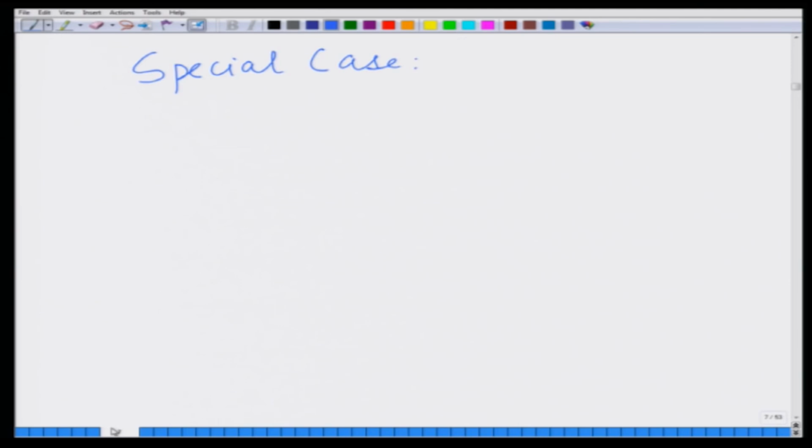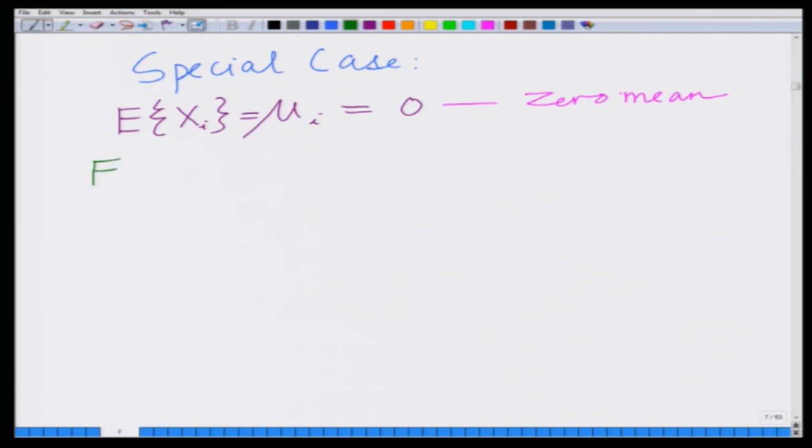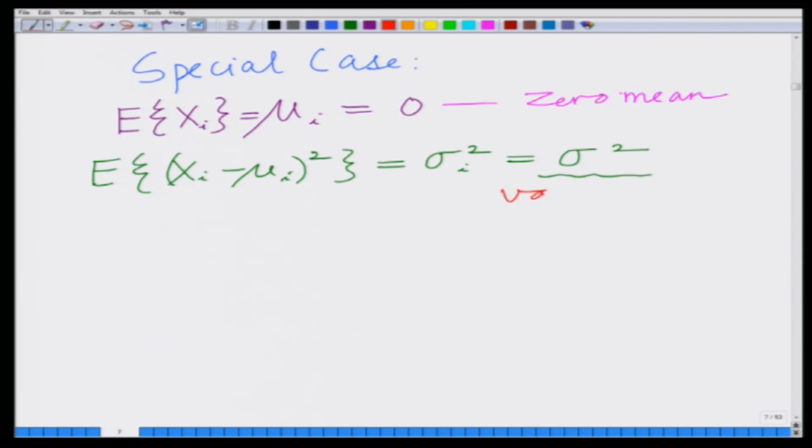Let us consider a special case of this linear combination where all the Gaussian random variables are 0 mean, that is, expected value of xi equals mu i equals 0. That is, all the Gaussian random variables are 0 mean. Further, let us consider that all of them have identical variance, that is, expected value of (xi minus mu i) square equals sigma i square, which is equal to sigma square. So this is the variance. All the Gaussian random variables have identical mean, and in fact the mean is identical, equal to 0.